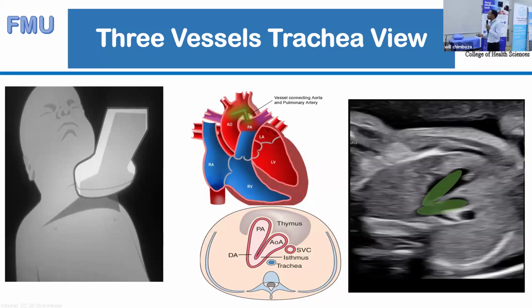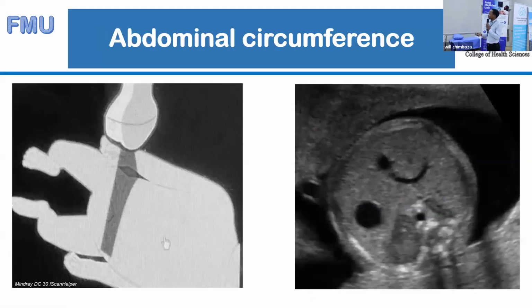Then we move on to the abdomen. For the abdomen, we are in transverse. We want to see a complete rib. We want to see a stomach bubble, and then we want to see the umbilical vein as it enters the portal sinus, and then the adrenal gland. So these are the structures that we expect to see when we are measuring the abdominal circumference. Then our measurement is made at the outer margin of the abdomen, including the skin.